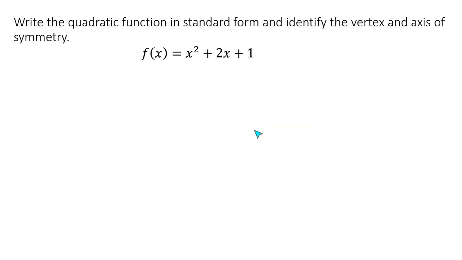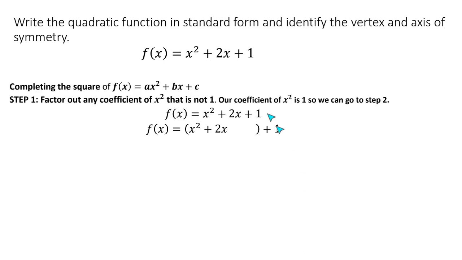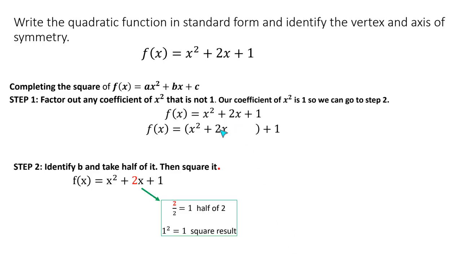Okay, so let's look at another example. So here we have x squared plus 2x plus 1. So the first thing you want to do is group these x terms together. So I have x squared plus 2x. You want to ask yourself, does x squared have a 1? Yes. So there's nothing that we need to factor out. Okay. So the next step is we're going to take half of 2. And so half of 2 is 1. And then we're going to square it. So 1 squared is also 1.